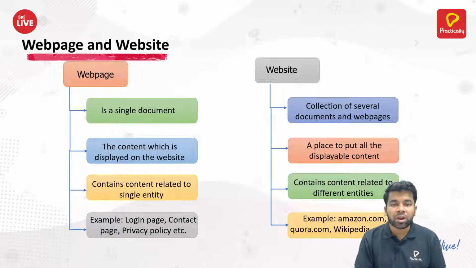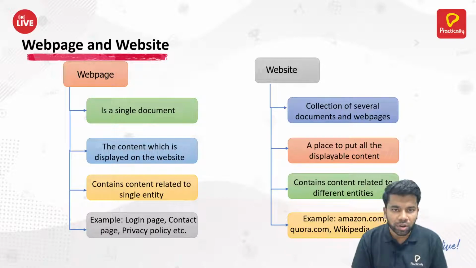Examples are Amazon.com, Google.com, Wikipedia.org. There are many websites; billions of websites are available right now on the internet. Practically.com is also a website, Flipkart.com is also a website. All these websites contain a collection of web pages, and on these web pages you can find all types of information: text, audio, video, any type of information.